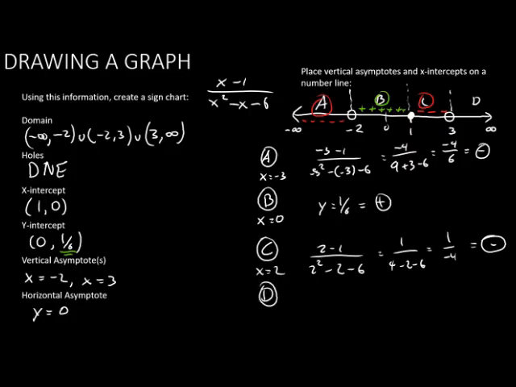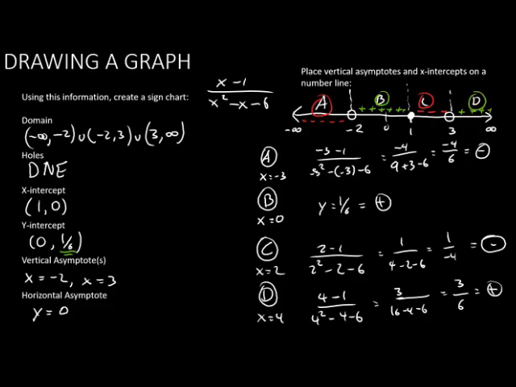In region D, we must pick an x that is greater than 3, so we'll use x equals 4. On top, we'll have 4 minus 1 over 4 squared minus 4 minus 6. 4 minus 1 on top gives 3. 4 squared gives 16, minus 4 minus 6. If we simplify the bottom, 16 minus 4 minus 6 will give 6. We'll have 3 over 6, which is a positive answer. That means region D will be positive.